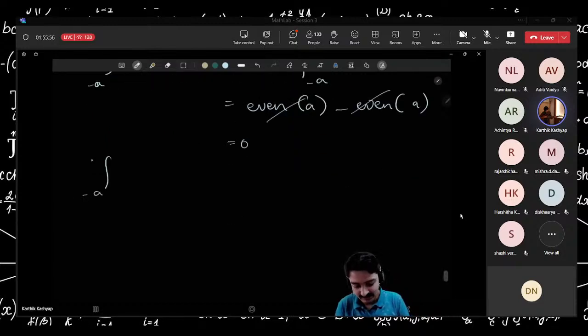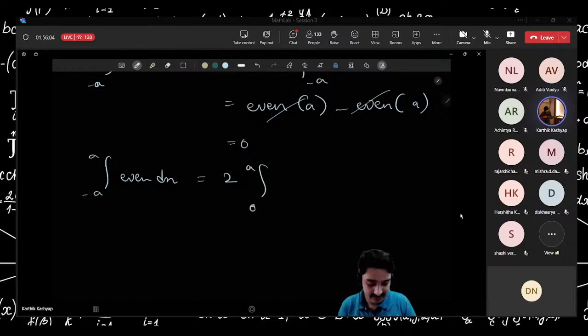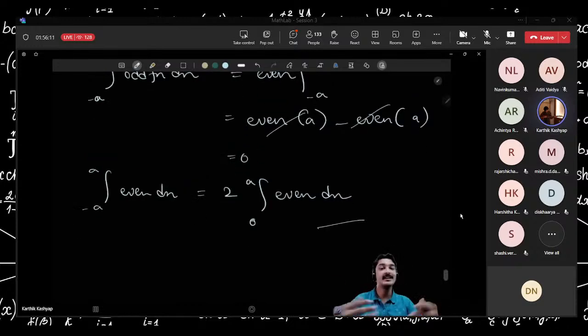Similarly, the integral of an even function from minus a to a will give an odd function. So we can just write this as 2 times the integral from 0 to a of the even function dx. So these are a few properties that we have seen in JEE itself, pretty standard. We can extend it onto these coefficients as well.